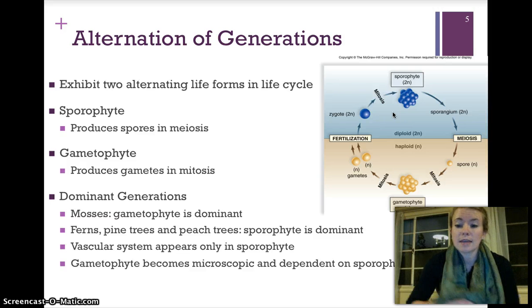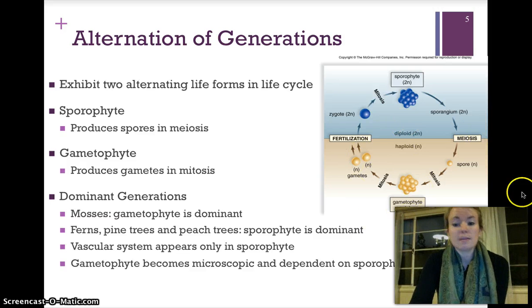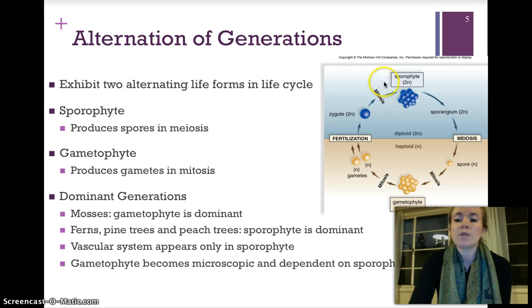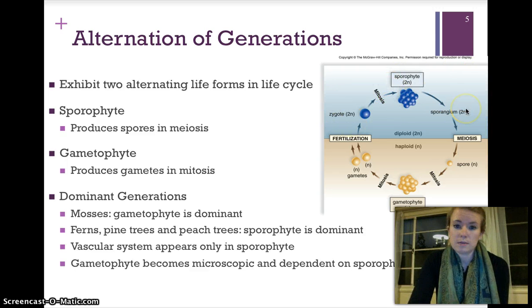Different types of plants have different dominant generations. In mosses, the gametophyte is dominant. So when you see a moss, that whole thing that you're going to see for the most part is haploid because it's the gametophyte generation. But then if you see things like ferns, pine trees, and peach trees, the sporophyte is dominant, so that's what you see. You see a diploid organism.